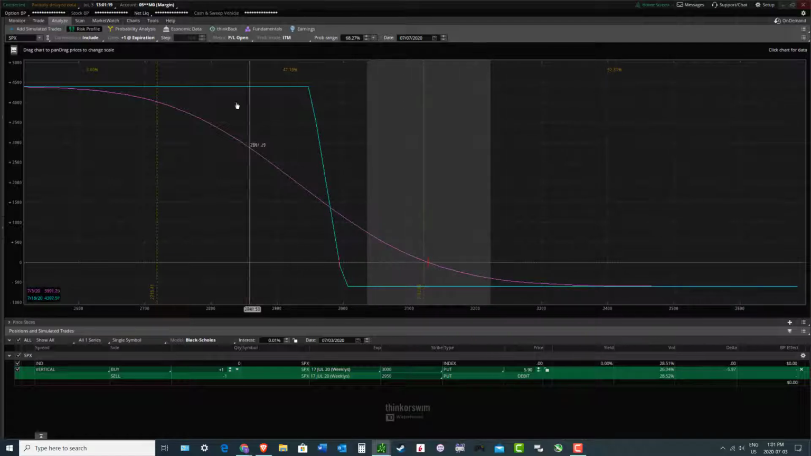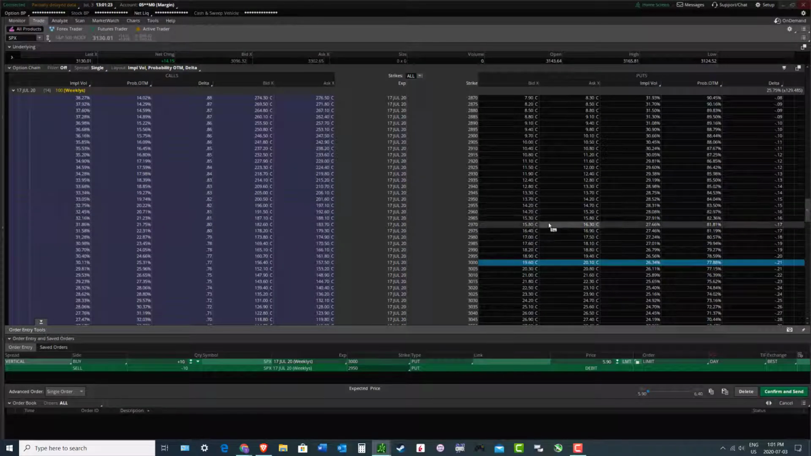But let me explain why this is such a good risk-reward ratio, and it certainly is. You're basically taking advantage of the volatility skew that is in SPX options.